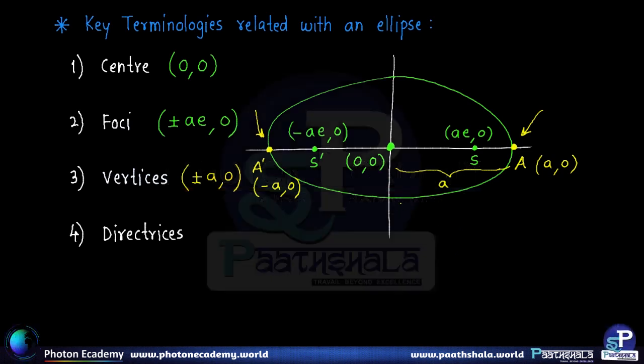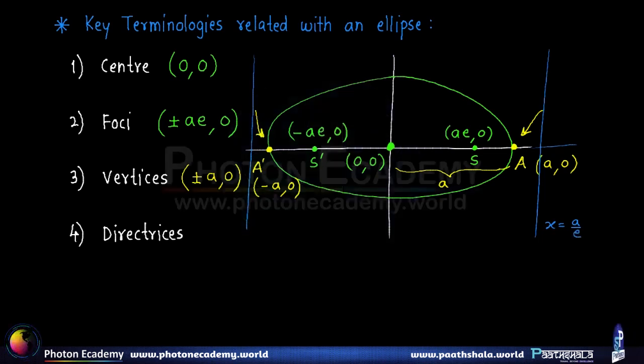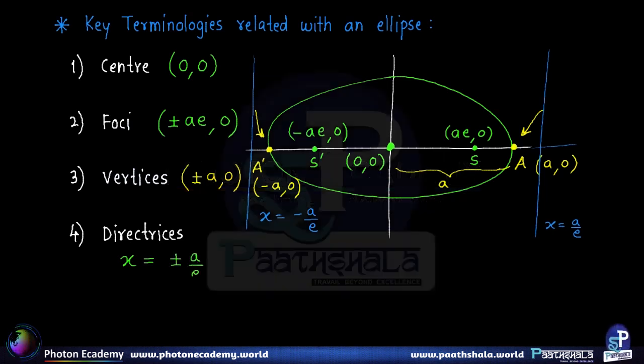Moving on, we have the directrices. Here is the right directrix and here is the left directrix. You know that the directrix is present at x equal to A by E, as we have seen in the derivation, and there will be another directrix on exactly the opposite side symmetrically, that is x equal to minus A by E. So combined we can write the equation of directrices as x is equal to plus or minus A by E. Let's go ahead.